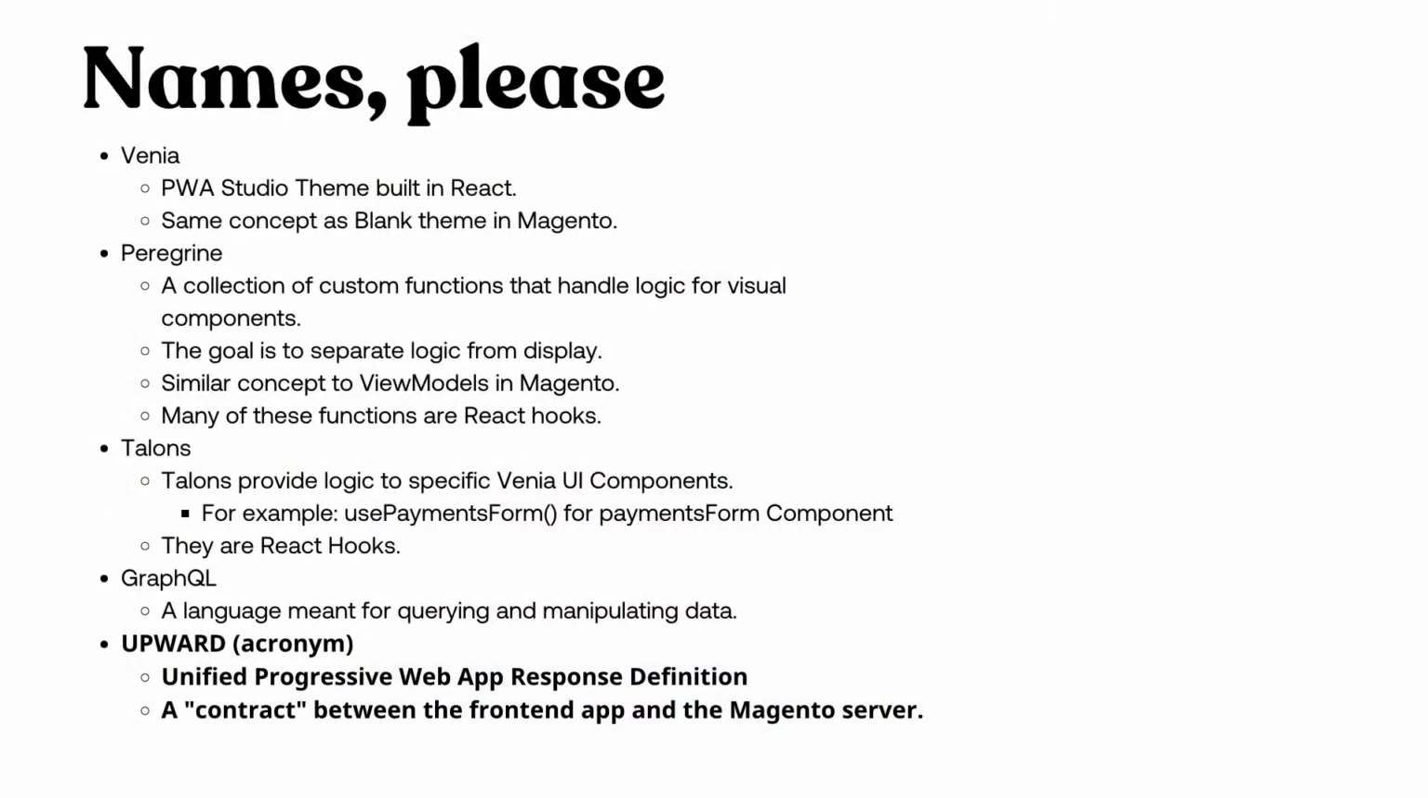UPWARD stands for Unified Progressive Web App Response Definition. And this is the contract between the front end and the Magento server. So the idea is that we have a contract or a system that allows us to say, okay, this is the way that requests are made to the back end, and this is the way that the back end will respond to the front end. And that's related to this sort of decoupling aspect of making a front end that's kind of a standalone unit.